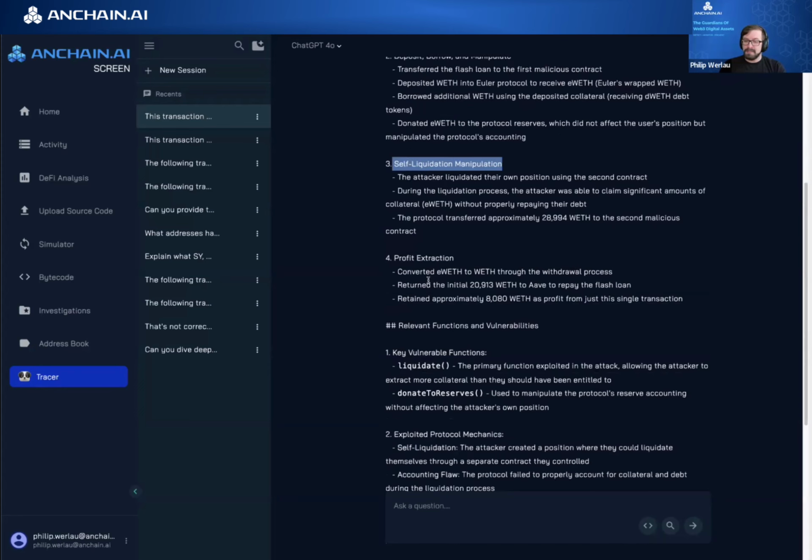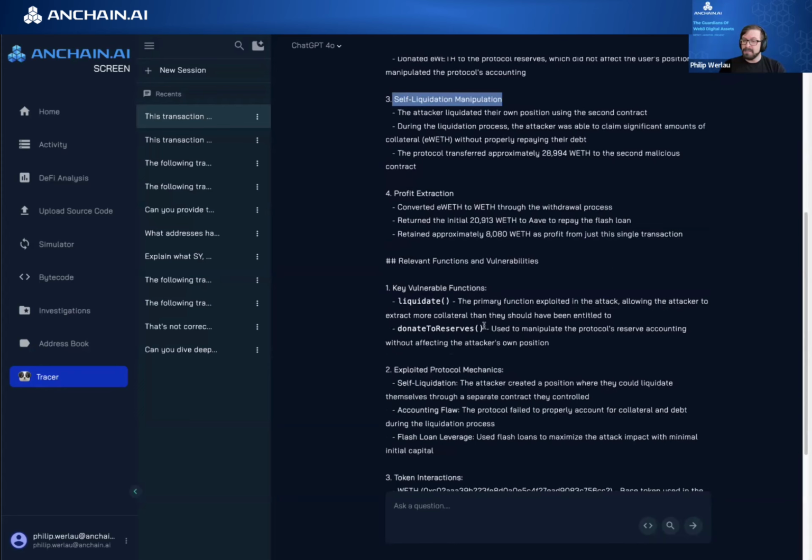And it's even highlighted the functions that were used in this exploit. So this donate to reserve function is at the core of what the attacker was exploiting. So this is something that took me a couple of hours to pull together, and Tracer is able to do it in a single prompt.